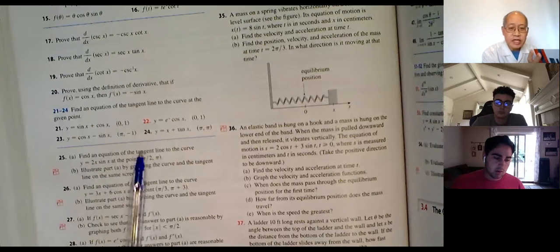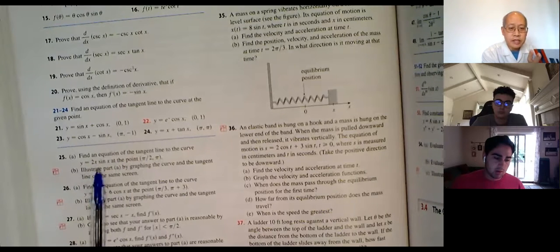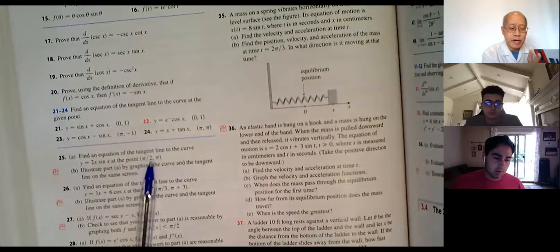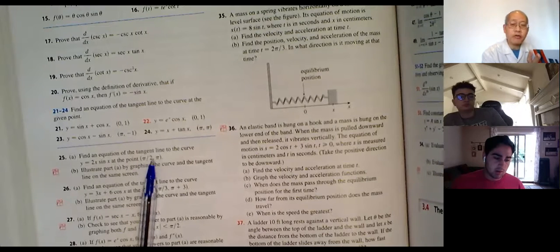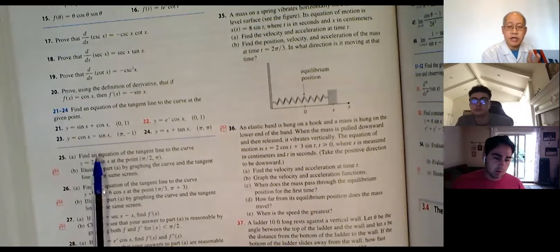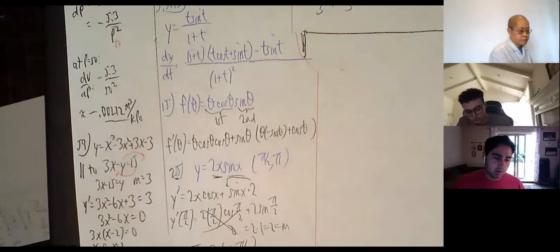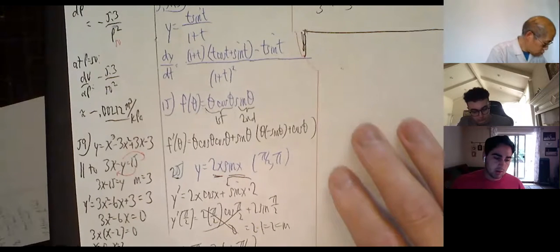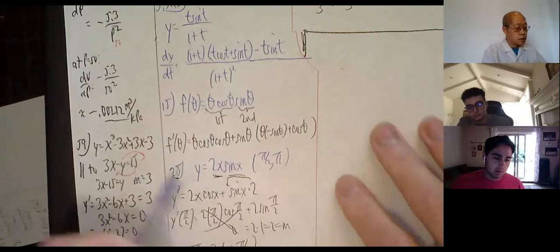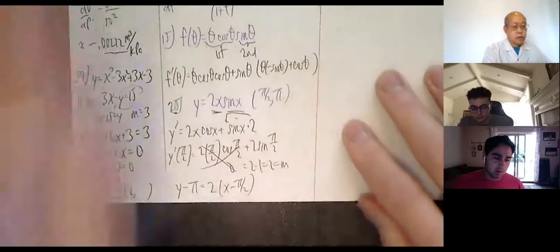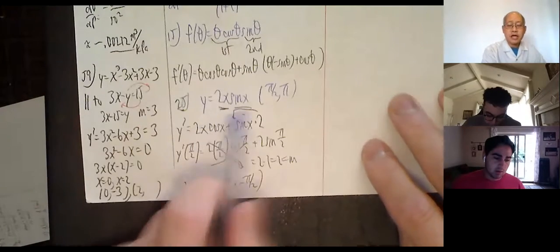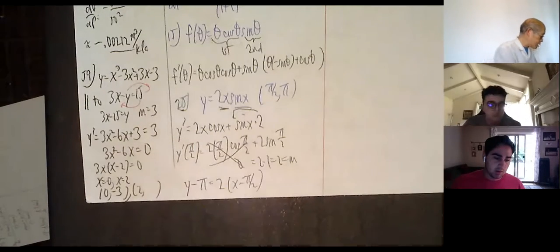Find the equation of the tangent line to the curve y equals 2x sine x at the point pi over 2 comma pi. Same thing. You'll see this over and over and over again. So you know the name of the game. Find a derivative, plug in, then do your y minus y1 equals m times x minus x1. Right? So y equals 2x sine x at pi over 2 comma pi.